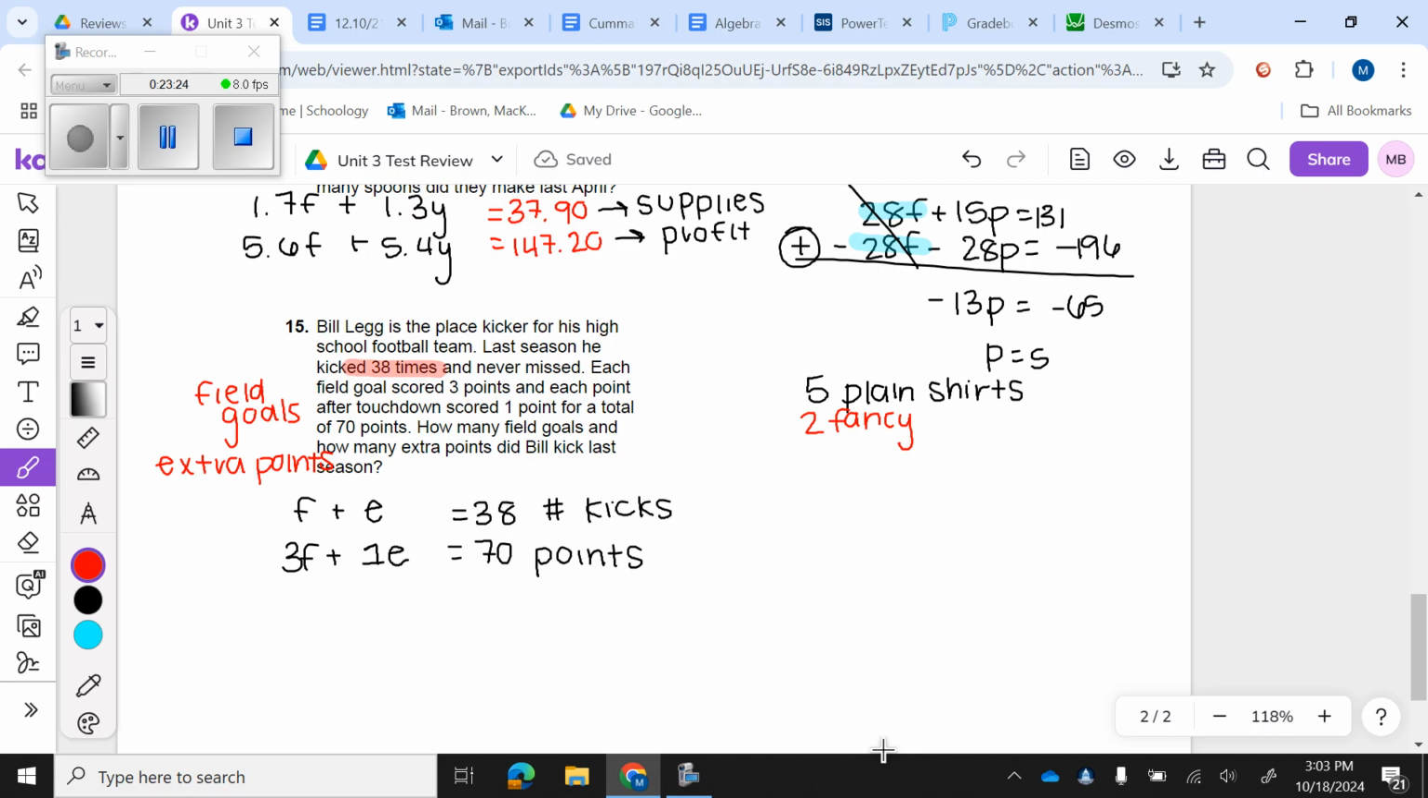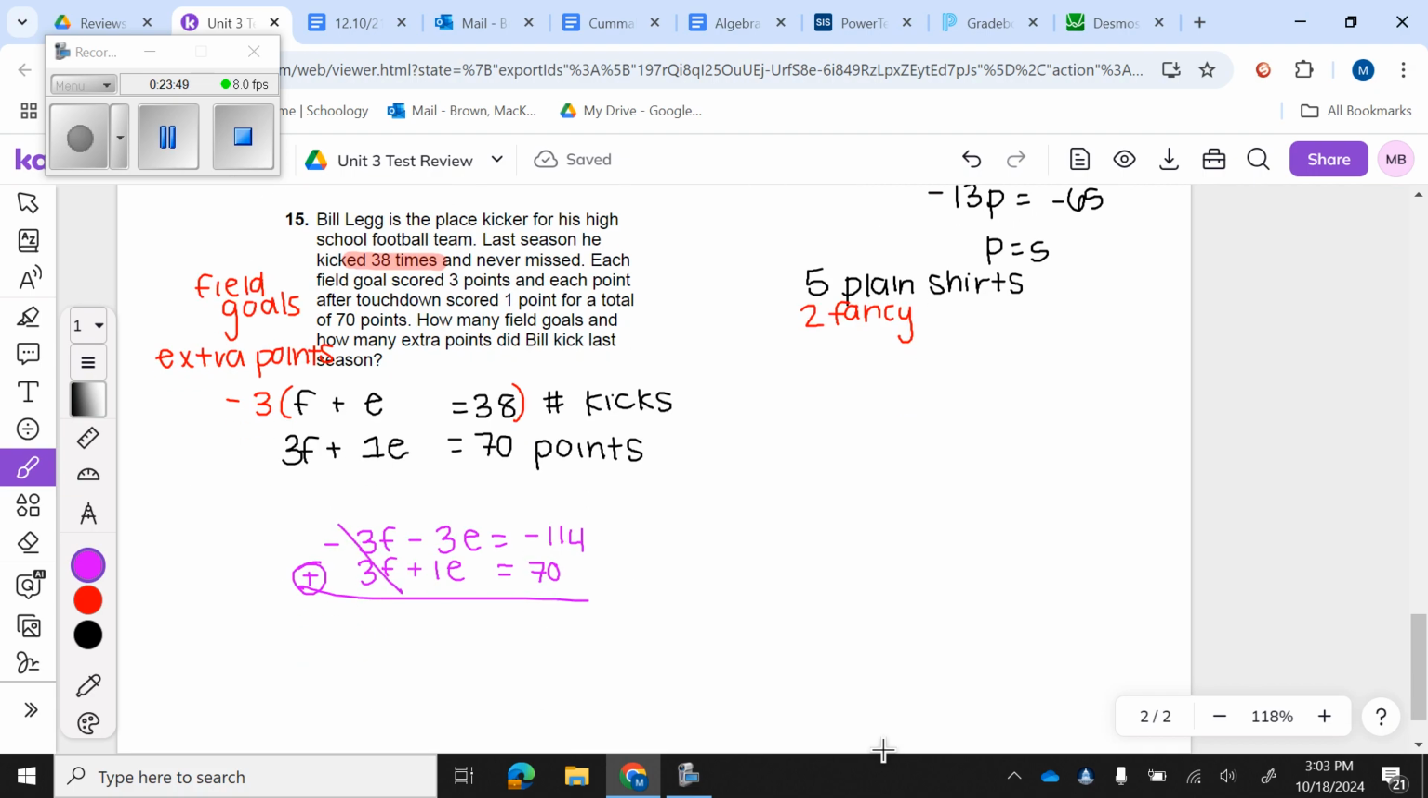I don't have anything that matches, but I can multiply this top equation by a negative 3, which will give me the same coefficient but opposite signs. So I'm going to have a negative 3F minus 3E equals negative 3 times 38. That's a negative 114. My bottom equation is going to stay the same. And remember, we're going to come in here, we're going to add to eliminate. My F's are going to cancel. I'm going to have a negative 2E equals negative 114 plus 70, negative 44. When I divide both sides by a negative 2, this tells me that I kicked 22 extra points.